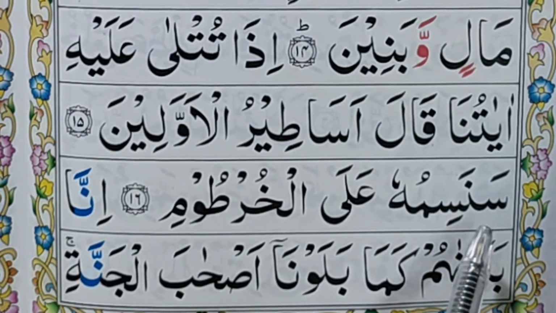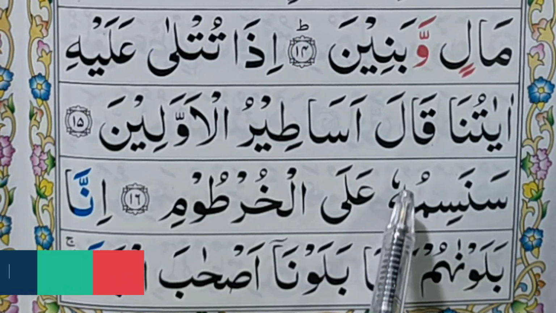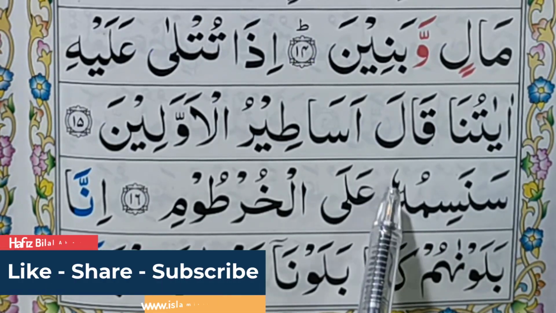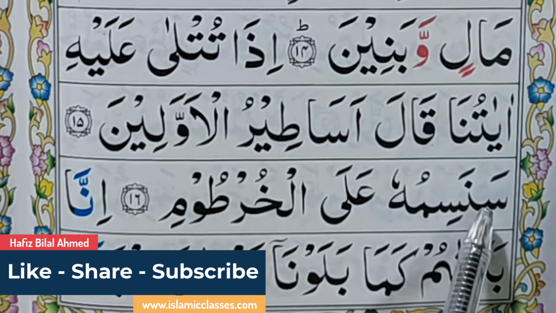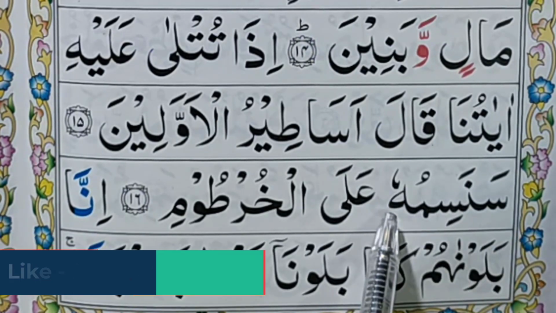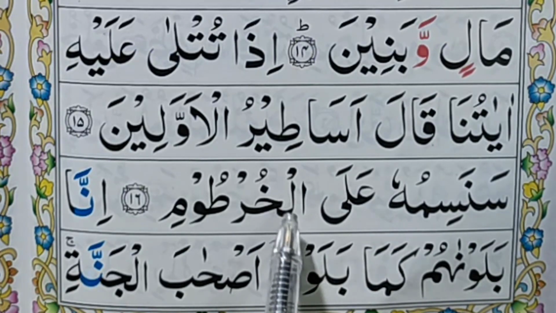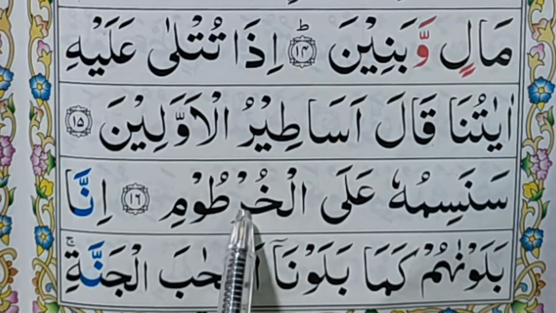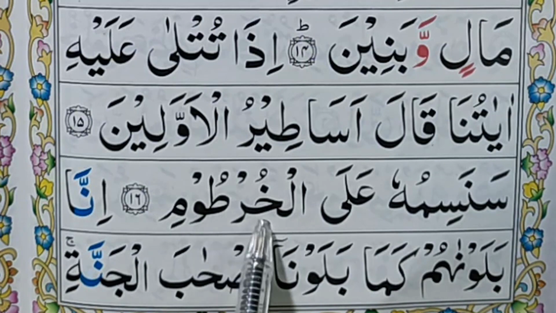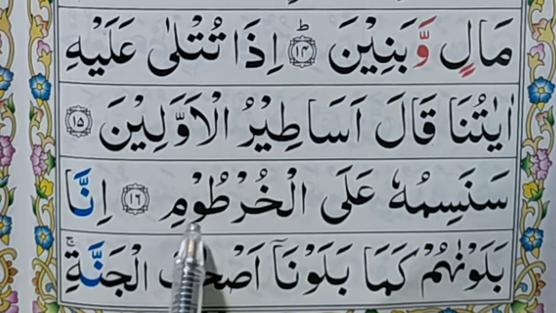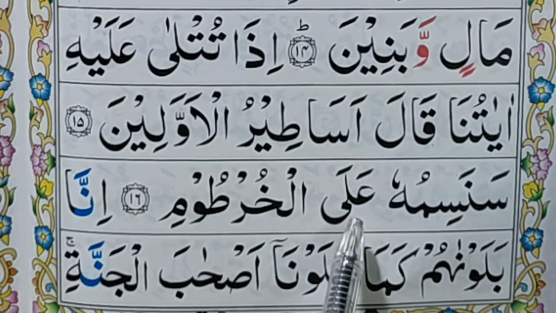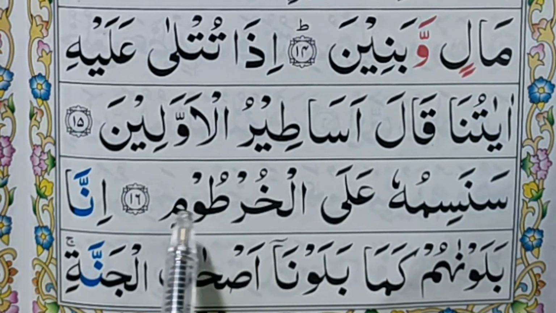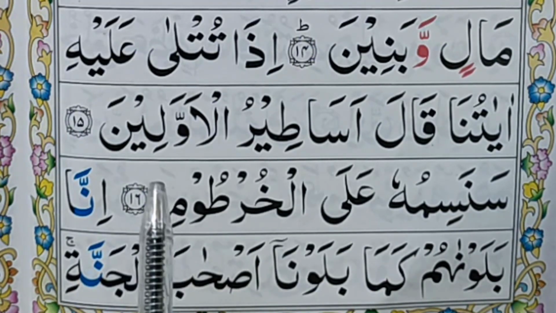Sanasimuhu. We do not long any letter here, but this is how we long due to inverted dhamma, which we also call standing dhamma. We long one alif there. Sanasimuhu alal. On the lam we make tawassut quality. Kha, ra, and ta. These 3 letters we read in heavy sound. Ta we long due to waw madda, and when we stop it becomes madde ariz. So we say alal khurtum.